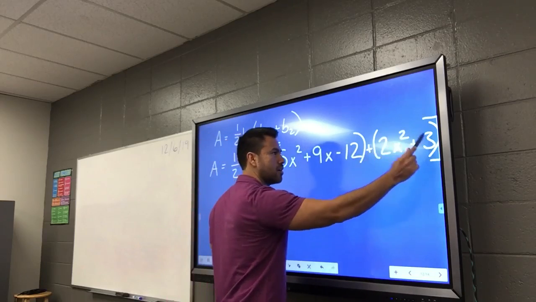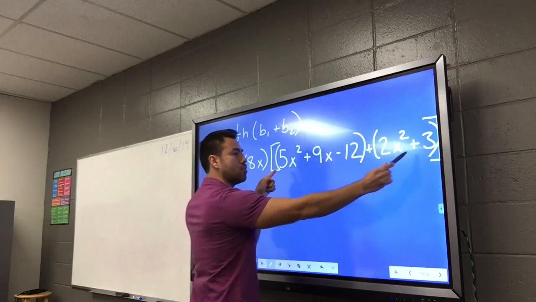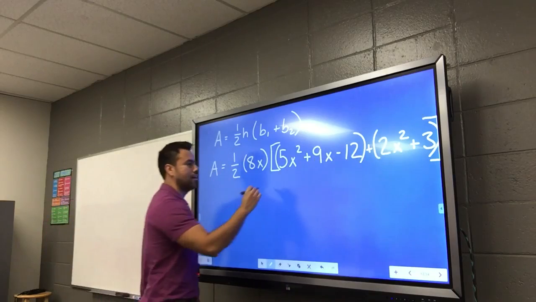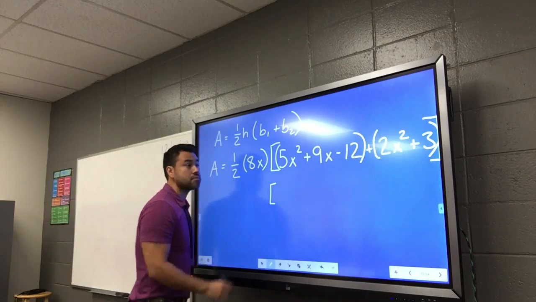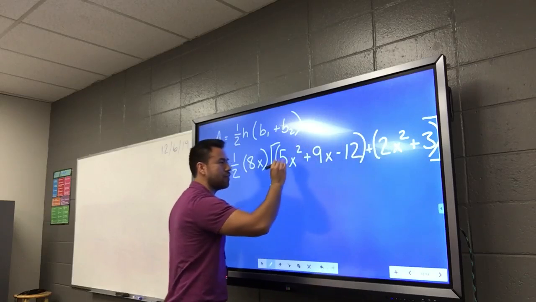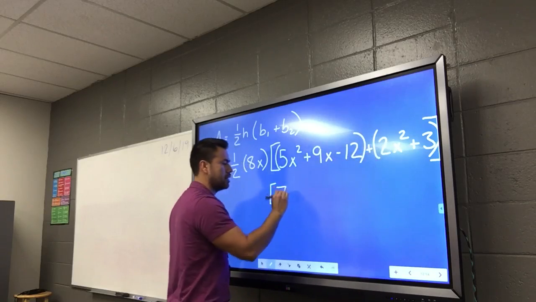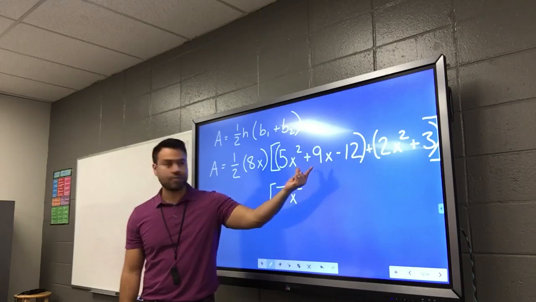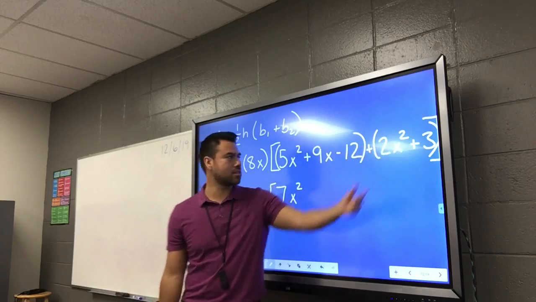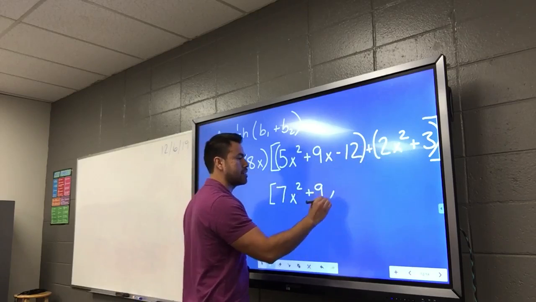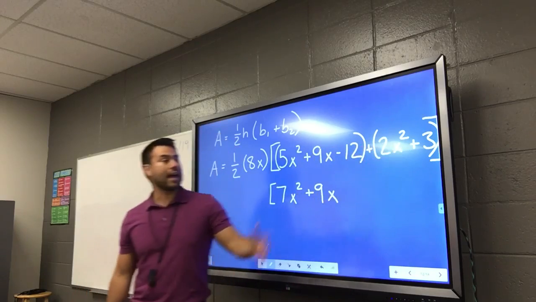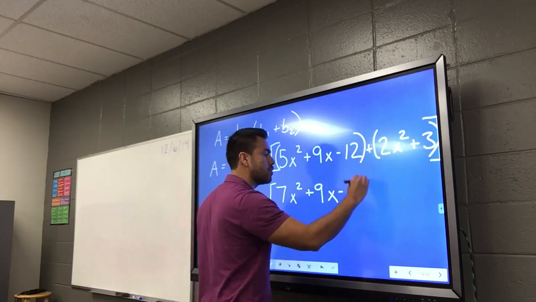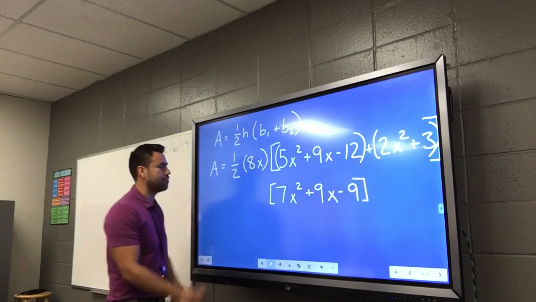Any like terms in there? So just add these polynomials together, just like we did in 5-4. 5x squared and 2x squared are like terms. What's 5x squared plus 2x squared? 7x squared. Good. I have a 9x and no x, 0x. That gives me 9x. I have a negative 12 plus a 3. Negative 9. Good. So that's a review of what we did already. All right, that's what I have.